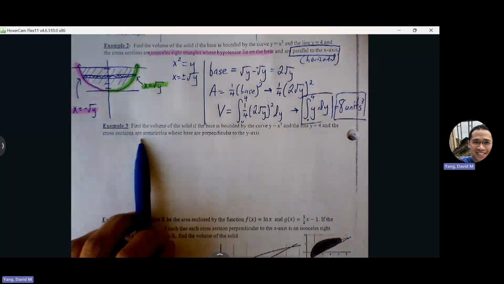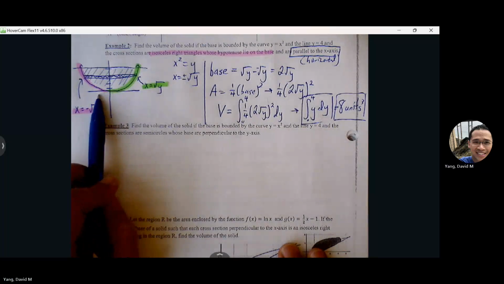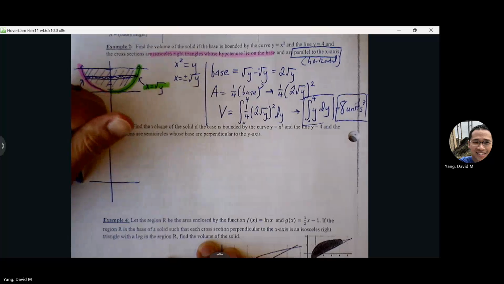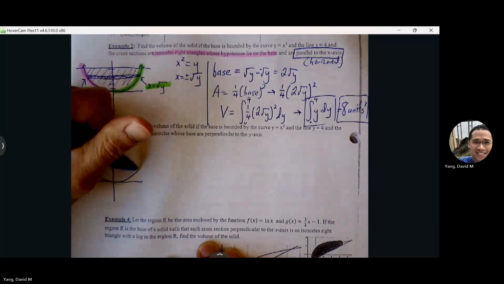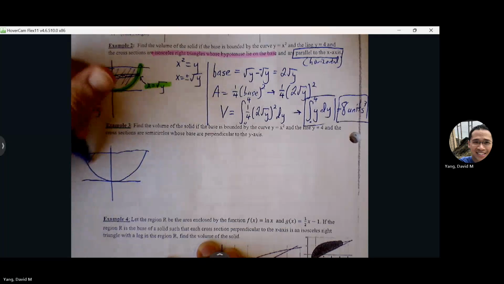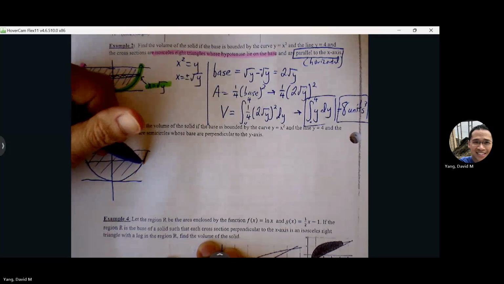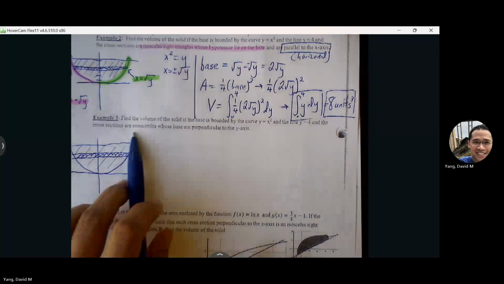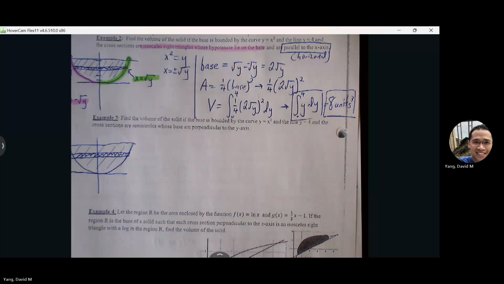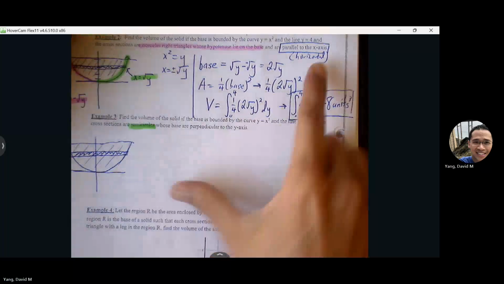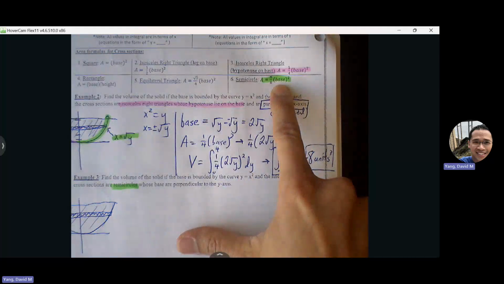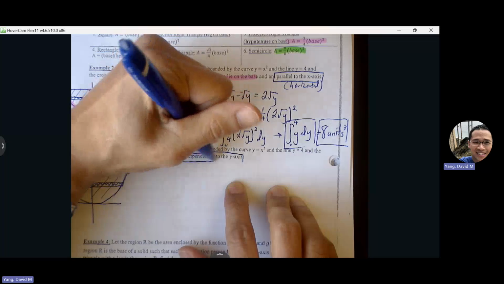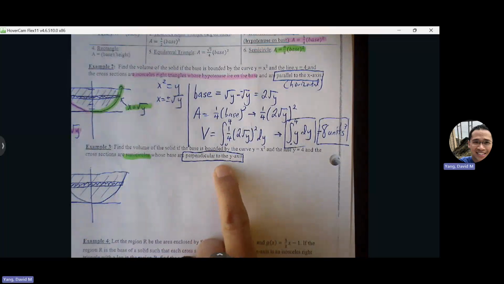Okay, example 3, same shaded region. But now we're building semicircles. Semicircle has a formula adapted as well. But look at the direction here. It says perpendicular to the y-axis. Okay, which direction is that?